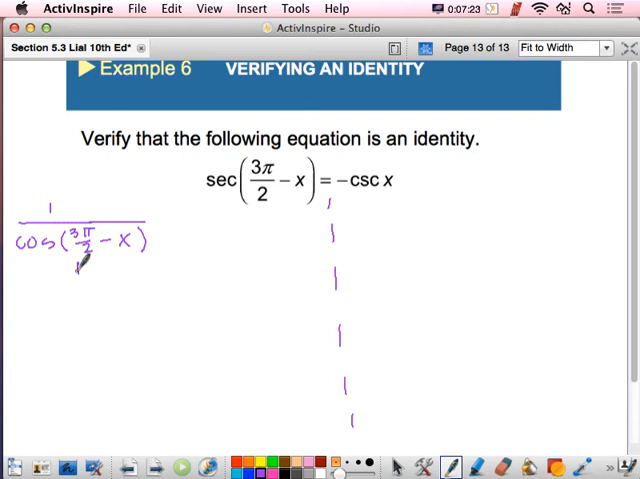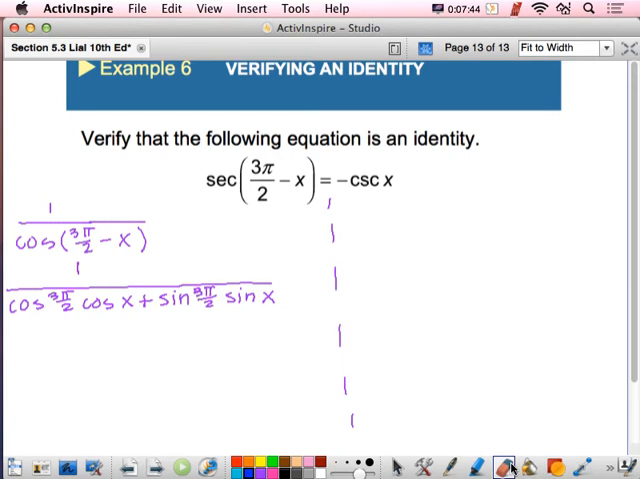So let's try that. So now we have 1 over cosine of 3π/2 times the cosine of x plus the sine of 3π/2 times the sine of x. Oh, that 1 is not centered. I have to fix it. No. All right, that's 3π/2 is a quadrangle. We're doing the plus sign. It is, yeah, you're right. I did. Okay, so 3π/2 is a quadrangle.